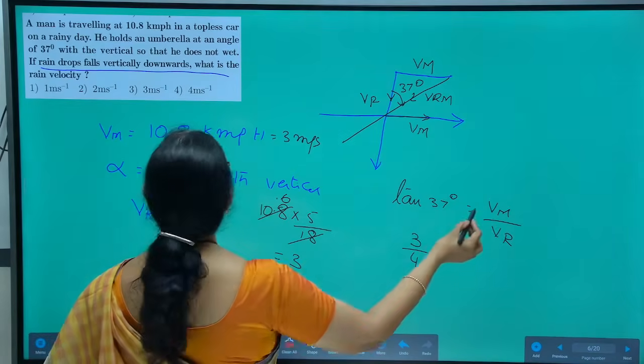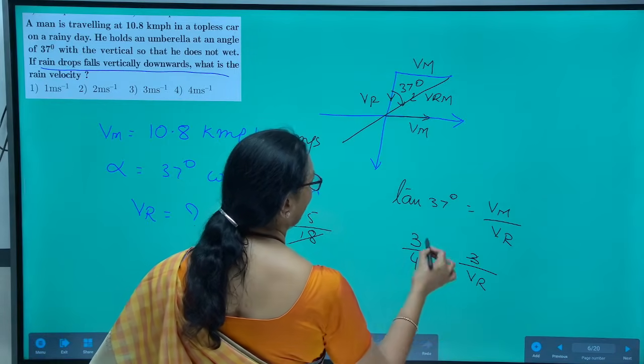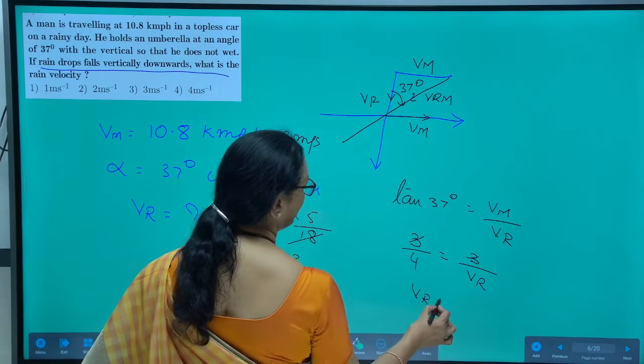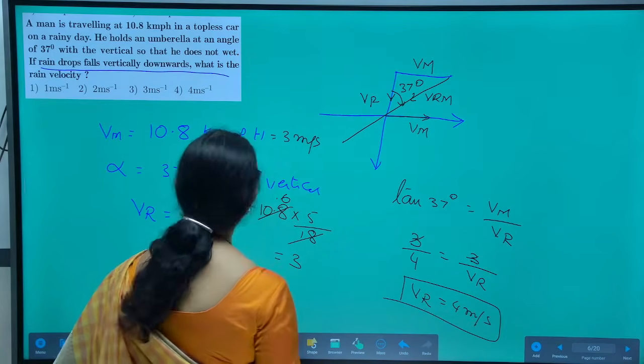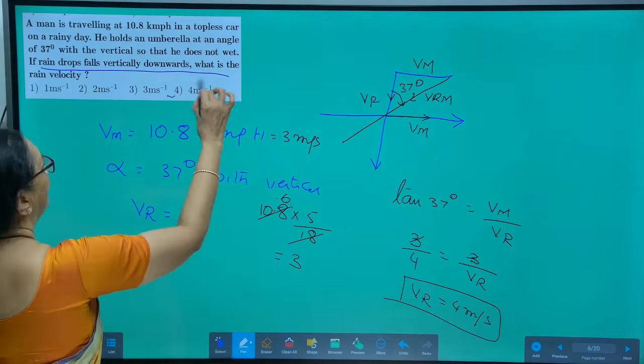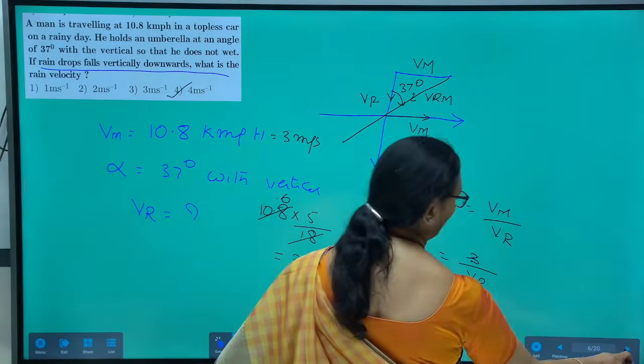So, velocity of man is 3 and velocity of rain you need to find out. Very simple. Velocity of rain is 4 meter per second in the vertically downward direction. That is the answer. Right? Let us go to the next problem.